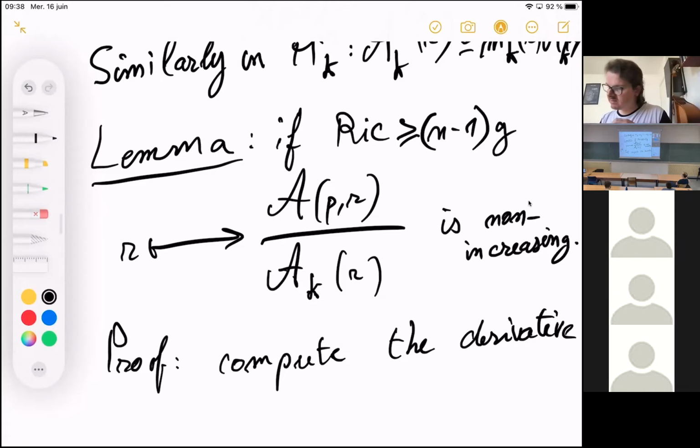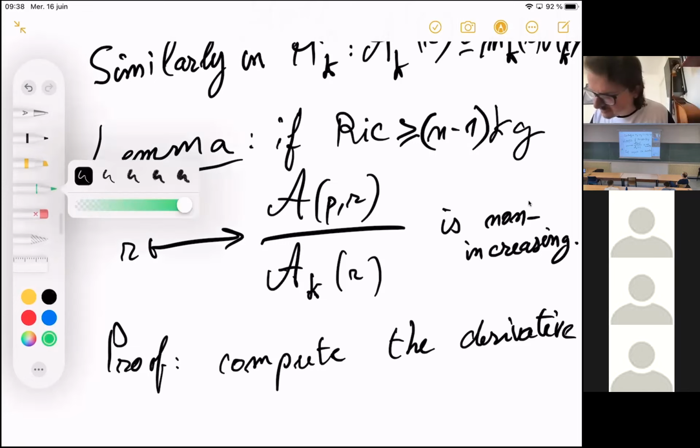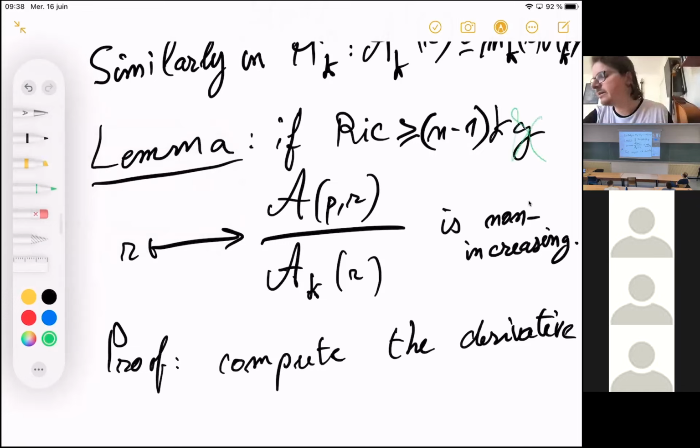k is missing in the assumption. Yeah, you're right. Thank you. I think I've switched several times between writing lower bounds on the Ricci curvature in this form or with the metric. In any case, that says that the eigenvalues of the Ricci tensor are bigger than (n minus 1)k. I hope nobody freaked out because of that.